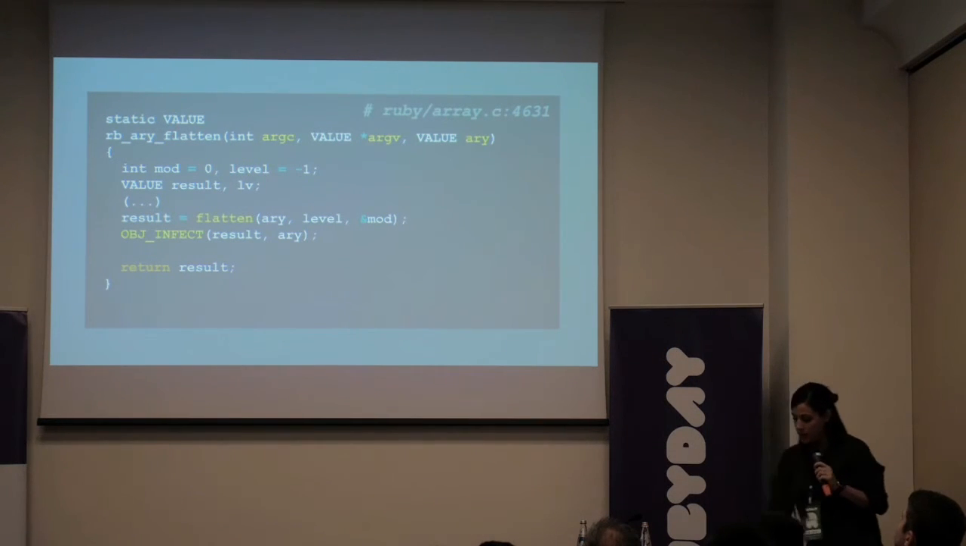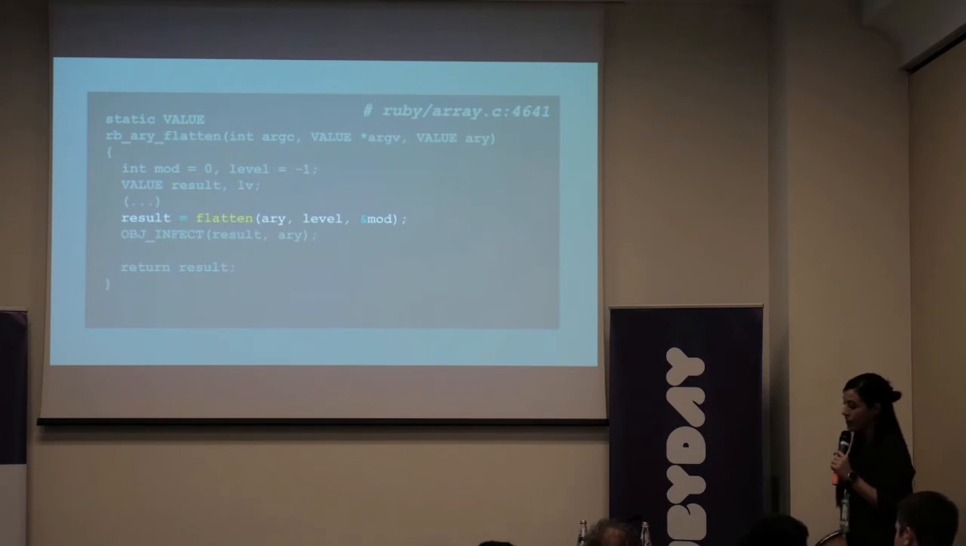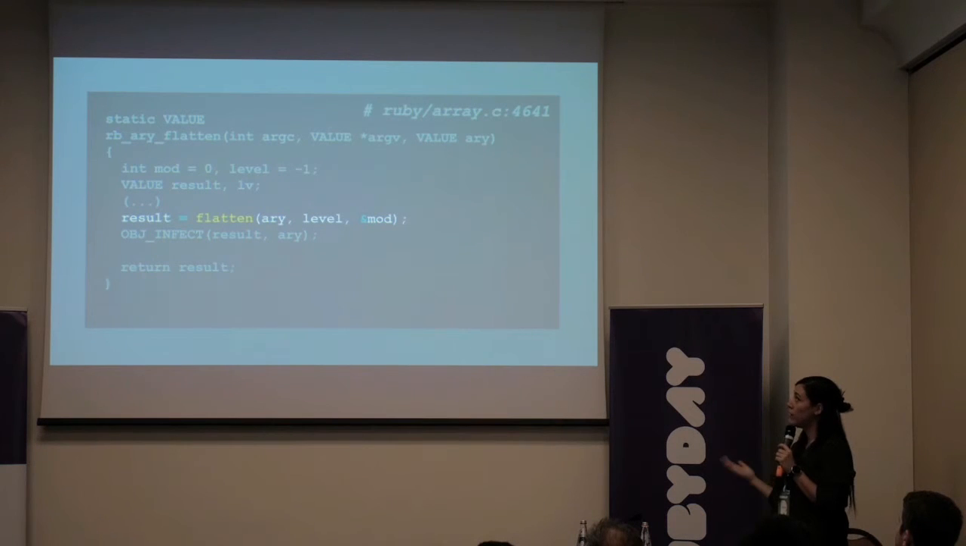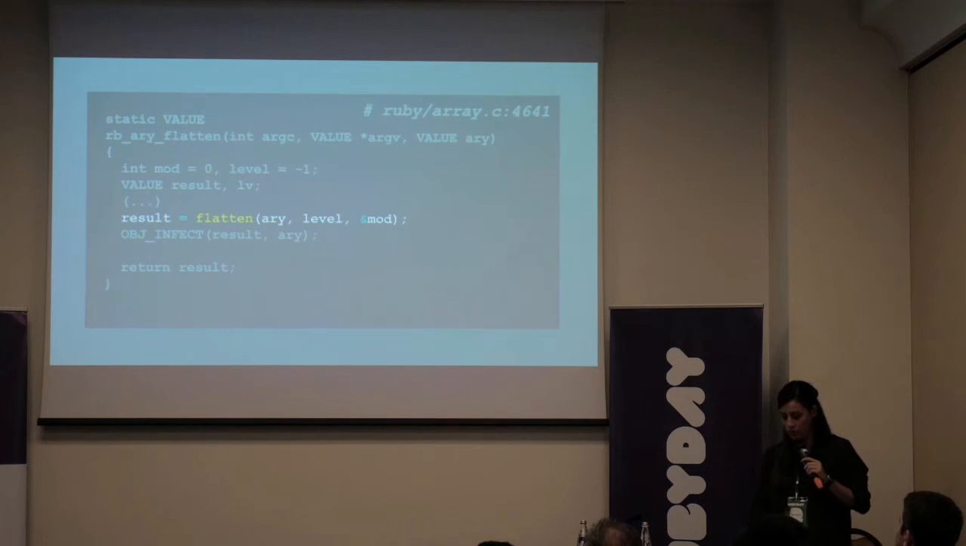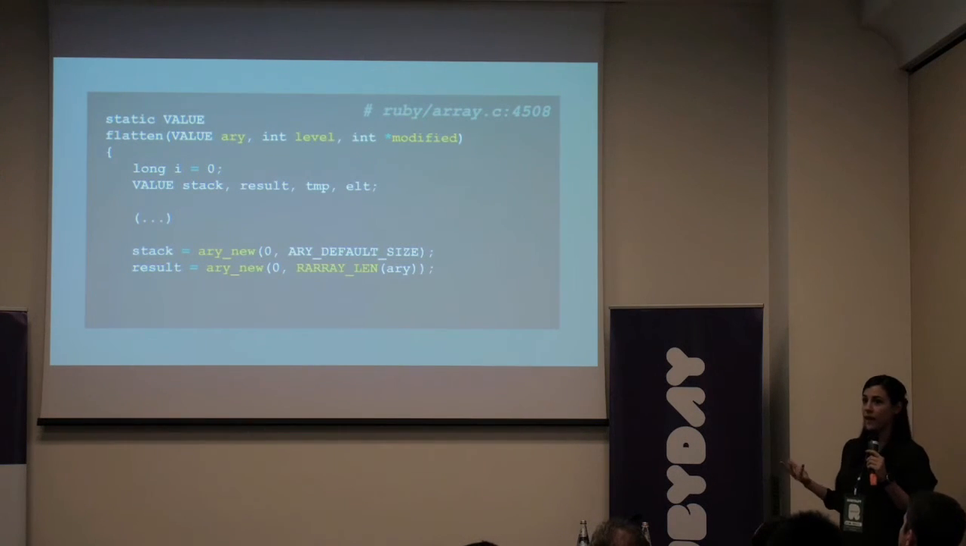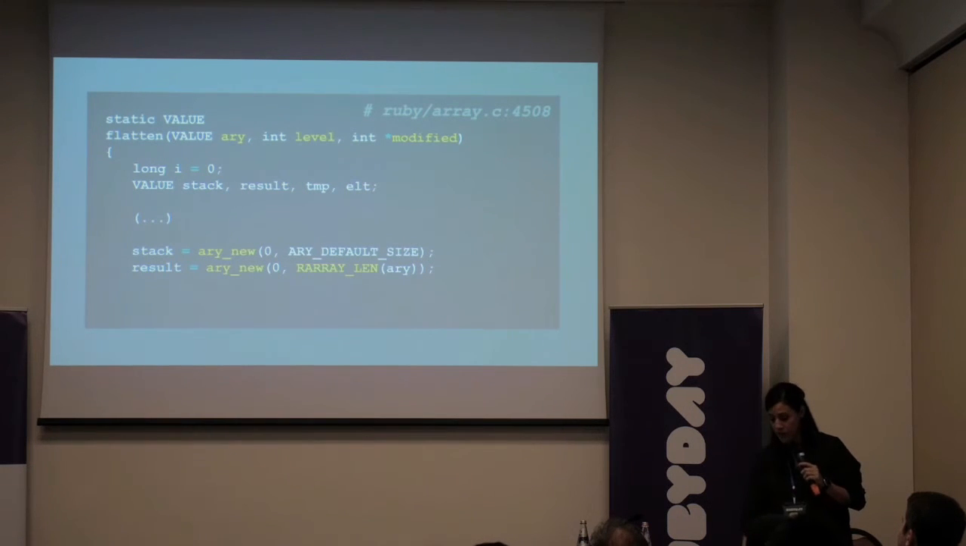So first we have array method flatten. What we have here is we're actually creating a result from a private method flatten, which is provided in the array file for the Ruby library. Now we come into flatten, and this flatten is actually the same flatten that flatten bang uses. So they use the same algorithm except without manipulating the original input.